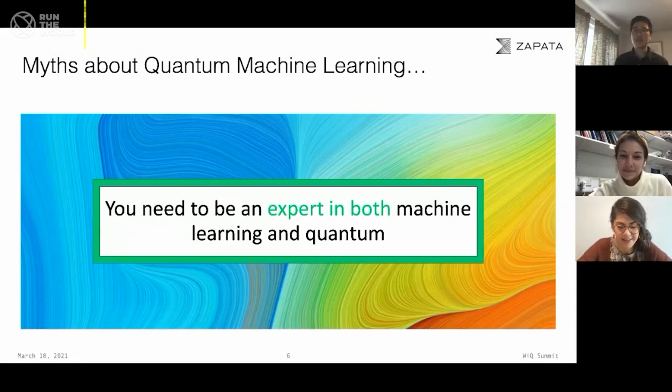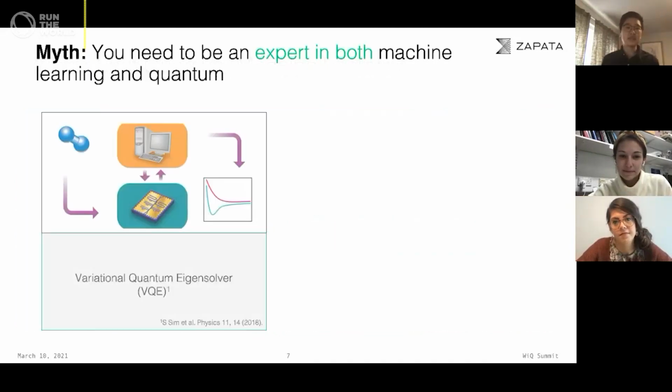The first myth that I wanted to go over today is the idea that you need to be an expert in both machine learning and quantum to significantly contribute to QML research or applications. Of course, it's great if you're an expert in both, but I don't think that's necessarily a must. In order to debunk this myth, I thought I'd go over my personal path to QML research.